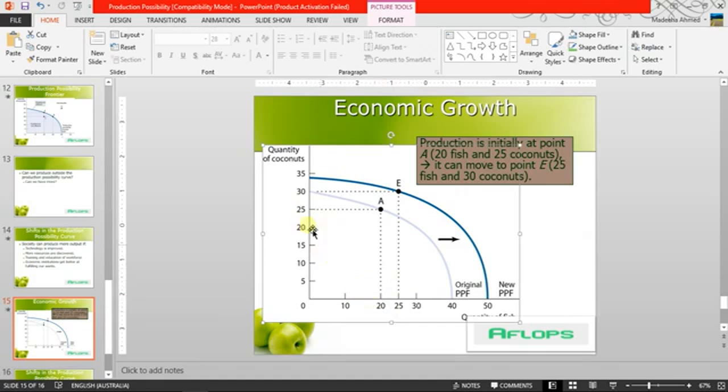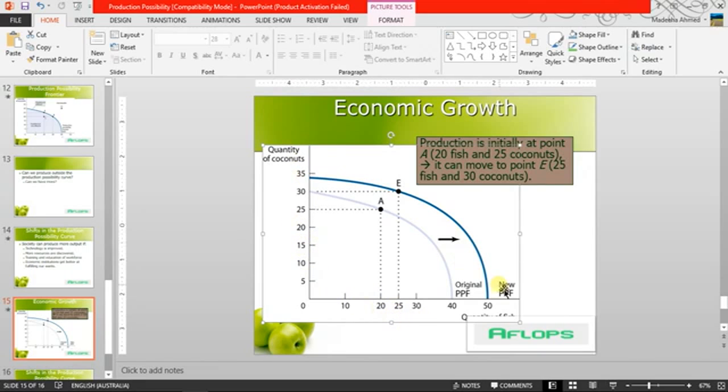By moving outside the production possibility curve, the organization was enabled to enhance the production of both of its products. This means that the production of coconut was also enhanced, and the production of fish was also enhanced. The economy has now a total production of 55. Previously it was having a total production of 45. Now it's like 30 plus 25, 55.